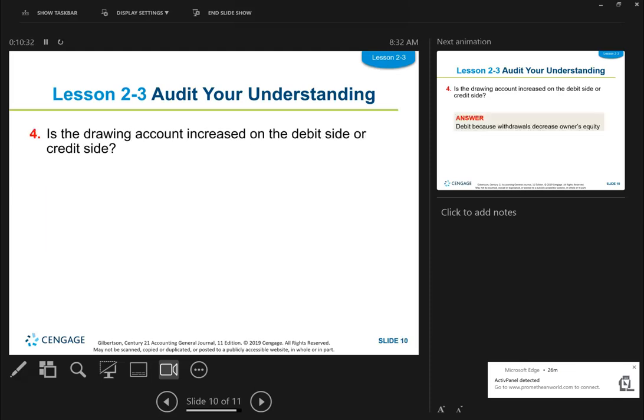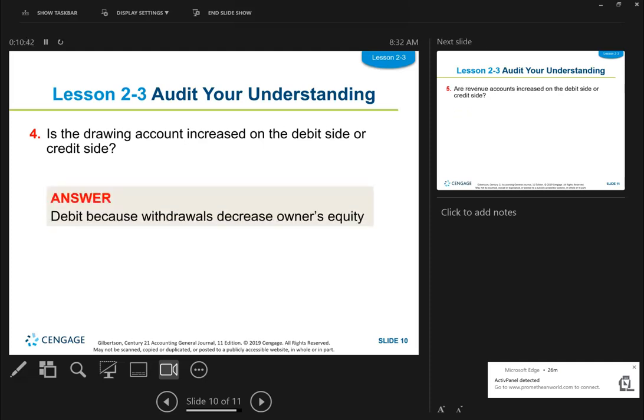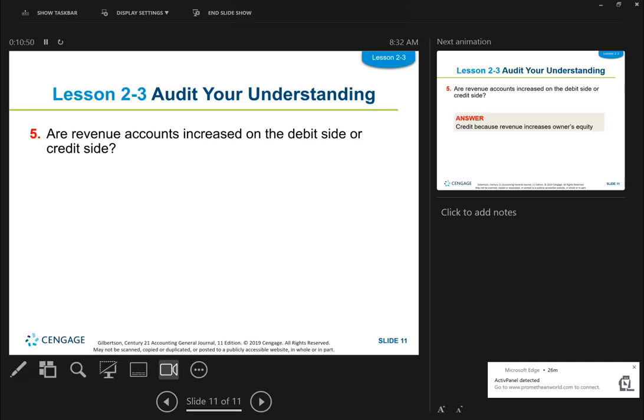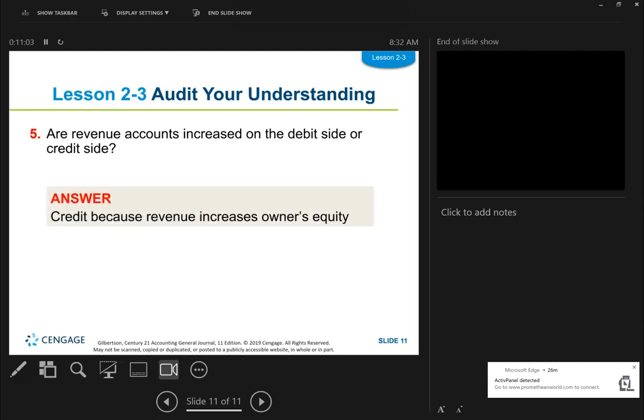Is the drawing account increased on the debit or credit side? Debit. That is correct, because it's like a personal asset. Are revenue accounts increased on the debit or credit side? For example, sales was a revenue account. Credit. Well done. Joe's paying attention today. You're on it. I'm on it.